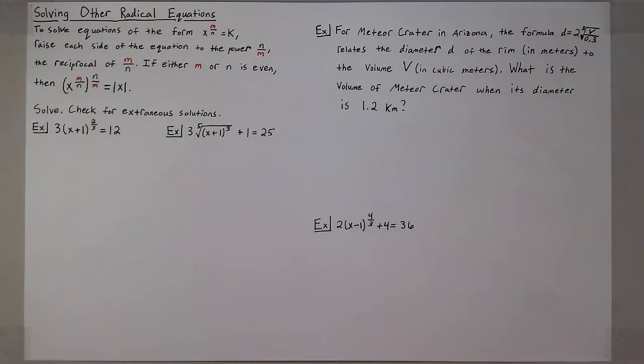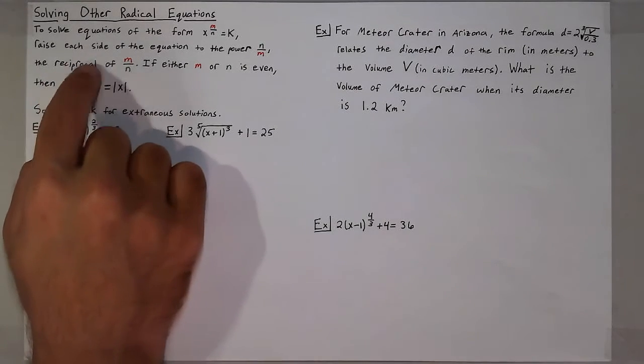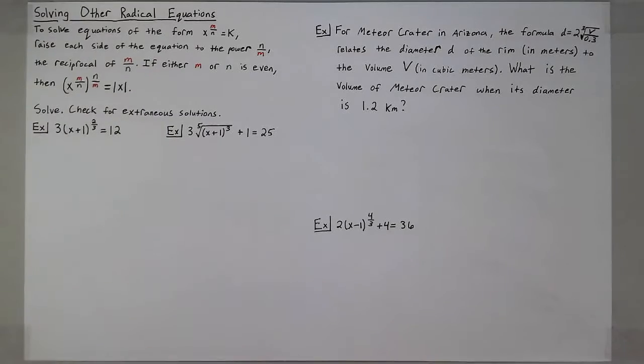In this video, we're going to learn how to solve other radical equations. To solve equations of the form x to the m over n, which is a rational exponent, you would raise each side to its reciprocal power, n over m. Now, if either n or m is an even number, you have to write the absolute value of x, and I'll get into why in the first example.